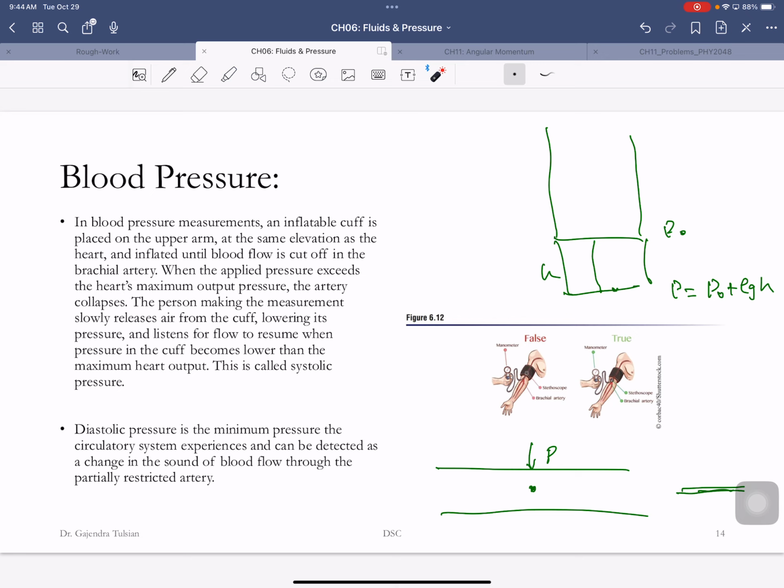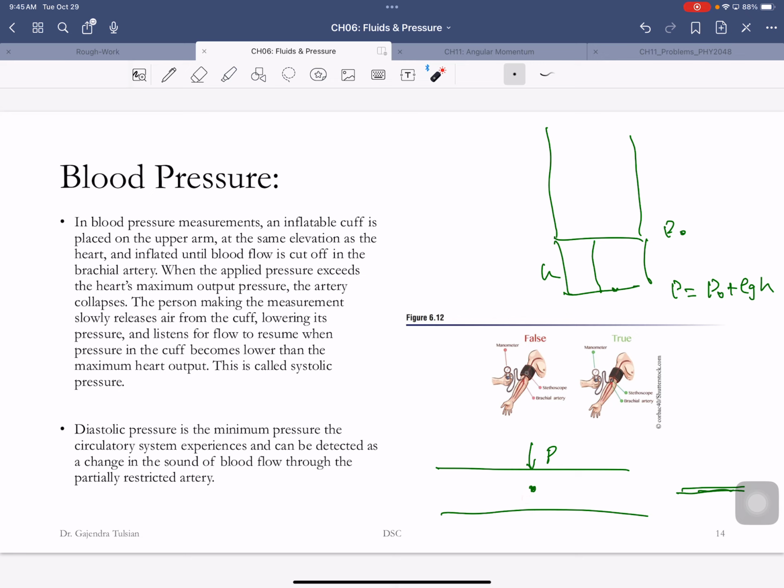Okay, we saw the blood pressure measurement. Here's how it goes. Here's a blood vessel, and the blood pressure is keeping the blood vessel open. When you want to measure the blood pressure, if you're using a cuff, you can apply a pressure on the blood vessel. When the pressure applied by the cuff increases past the highest blood pressure, the blood vessel collapses.